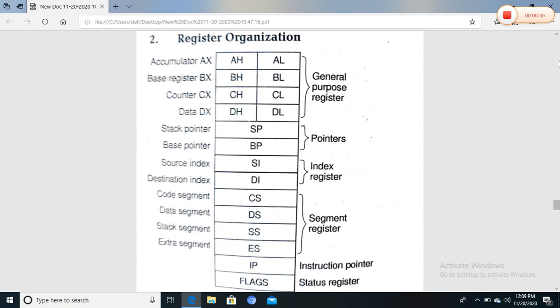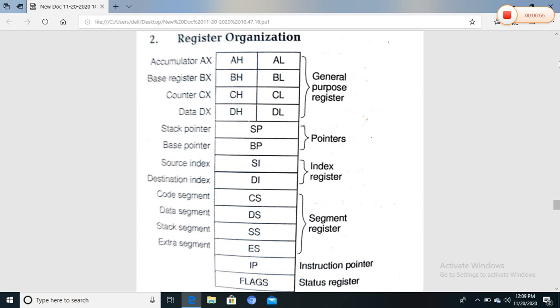In that stack related memory, these registers are used to hold the 16-bit offset within the particular segment register. That particular segment means the stack segment. In that stack segment, the SP and BP registers are used.